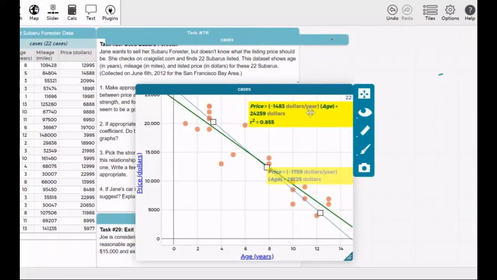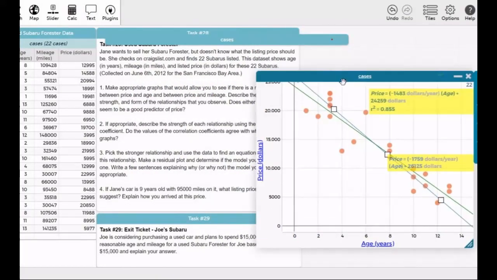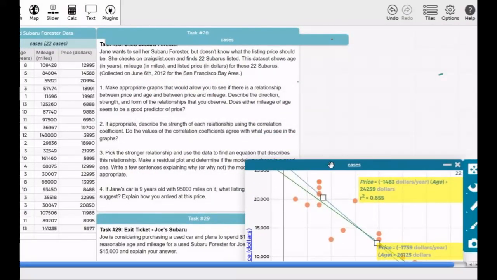Okay. So here, she could find a price by putting in the age. So, does it say how old her Subaru is in the problem? No? Does it say what her mileage is? It doesn't say either? Okay.